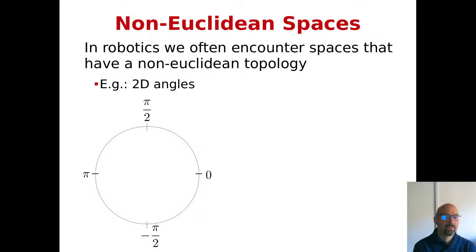A classical example of non-Euclidean space is the rotations. Normally we deal with 2D angles, no? Angles in 2D. And if we look at the topology of the angles, we have learned also from analysis 1, I think, that they can be seen in the complex plane, right? Because of the Euler formula. Angles are homotopic to a circle, so they have the same topology of a circle.